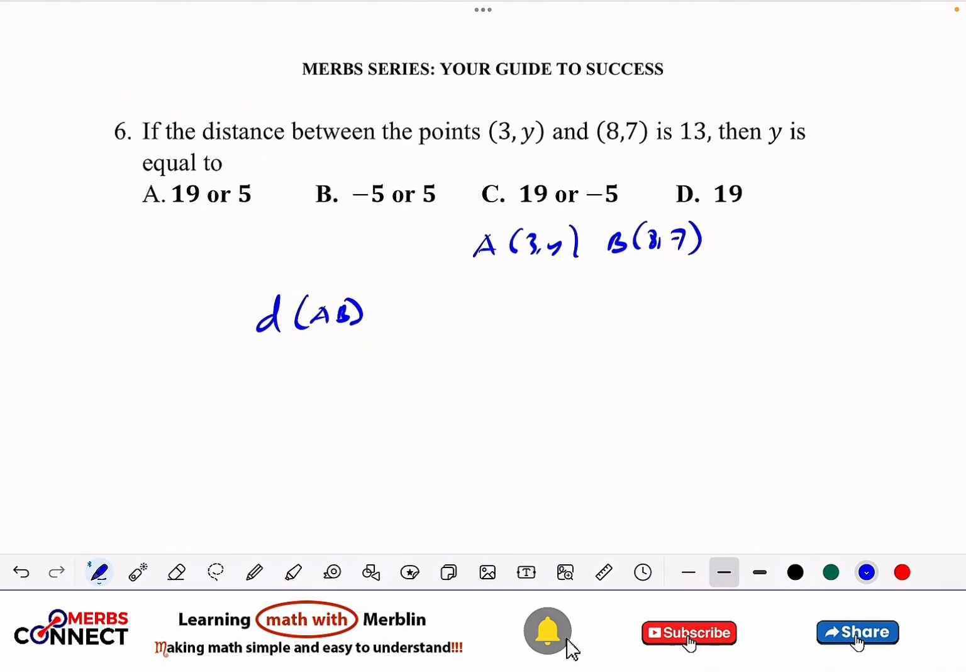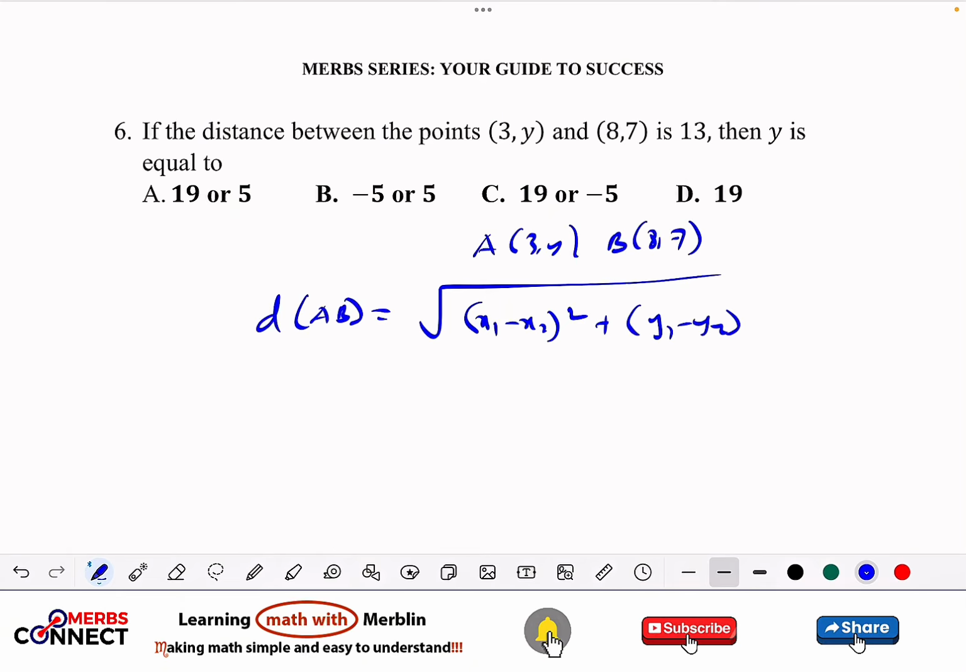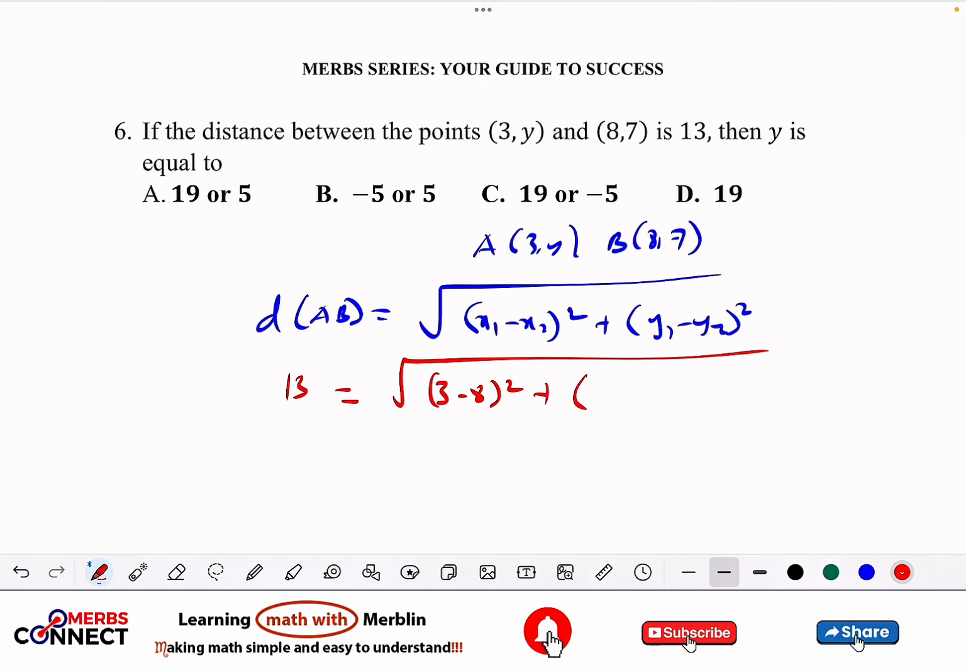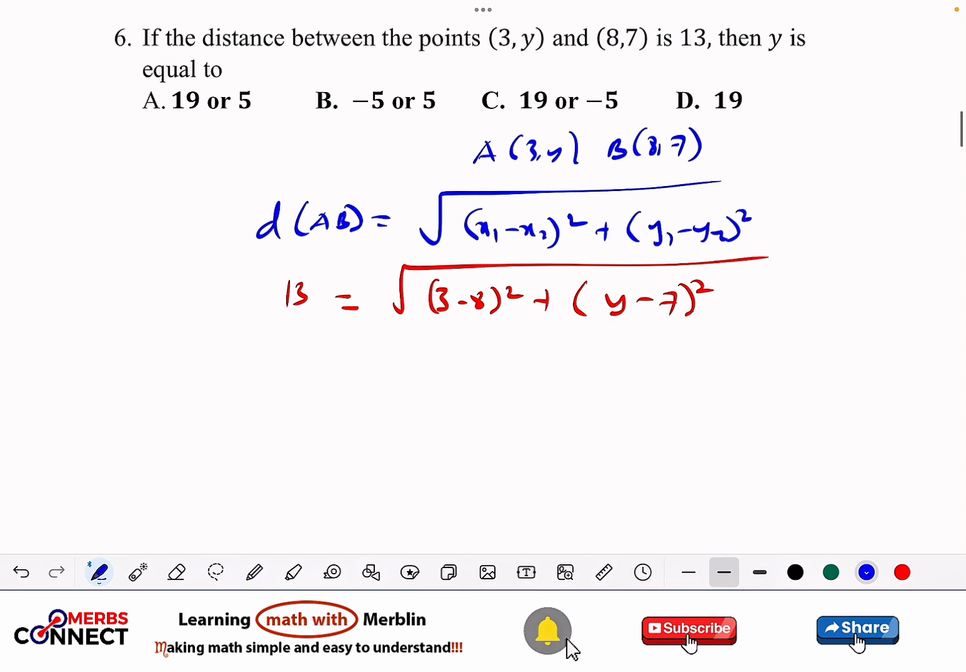The distance between A and B will be equal to the same thing, square root of (x1 minus x2) squared plus (y1 minus y2) squared. Here, because of the square, it does not matter where your x2 and y2 come. So here it's going to be 13 is equal to the square root of (3 minus 8) squared plus (y minus 7) squared. So the same idea: 13 is equal to the square root of (minus 5) squared plus (y minus 7) squared. Here I'm not going to expand it.